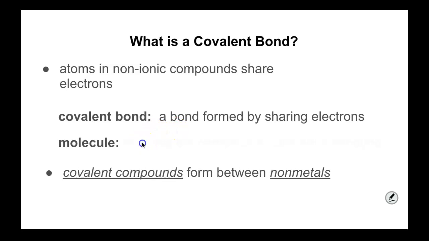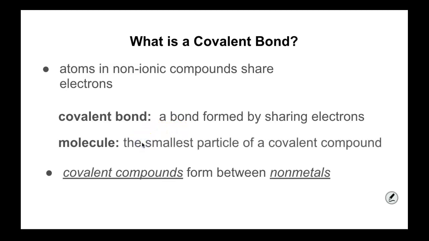And then a molecule is the smallest particle of a covalent bond. We're going to take a look at this on a screen in just a moment. I kind of want to go through what a molecule actually is. But when we talk about covalently bonded compounds, we have to say that the little particles are molecules. And then lastly, covalent compounds have to form between two nonmetals.